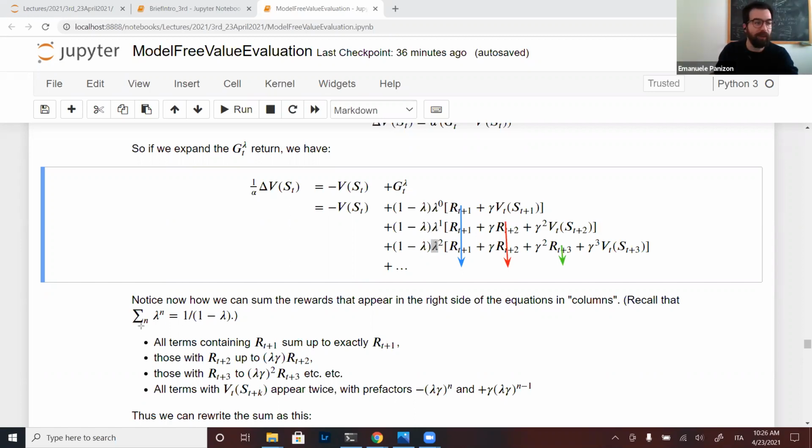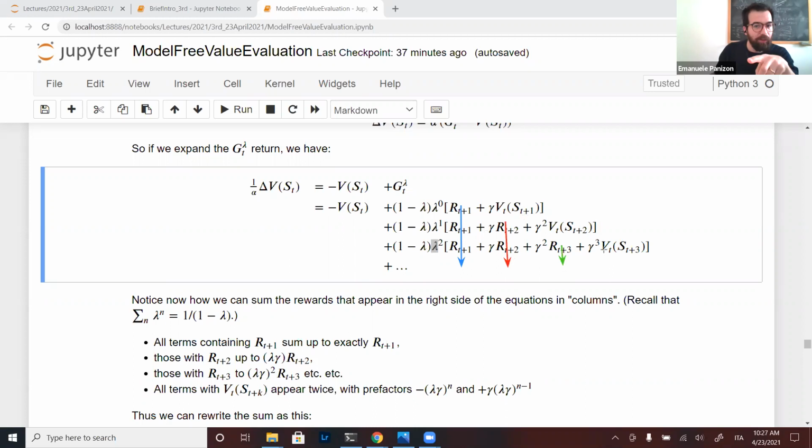Since the sum of infinite lambda to the n is equal to 1 minus lambda, all of the terms containing r at time t plus 1 sum up exactly to r t plus 1. So all the factors cancel out. Okay. The ones with r t plus 2 are exactly the same, but they have one additional gamma and one additional lambda. So they sum up to gamma lambda r t plus 2. Again, those with r t plus 3 sum up to gamma lambda squared r t plus 3. All those with r t plus 4 sum up to gamma lambda to the 3, etc., etc.